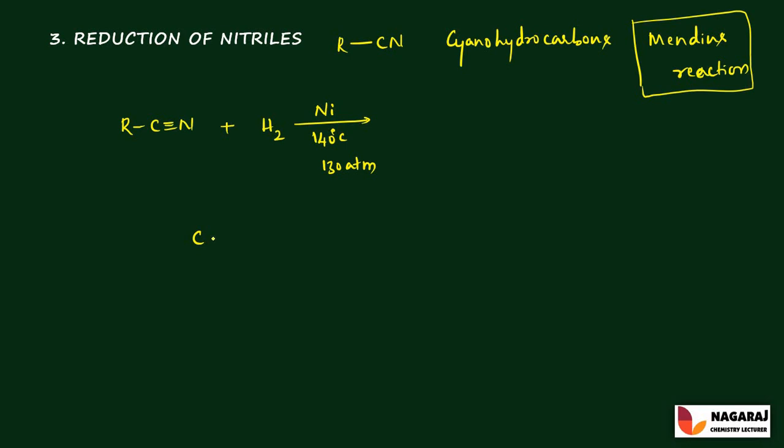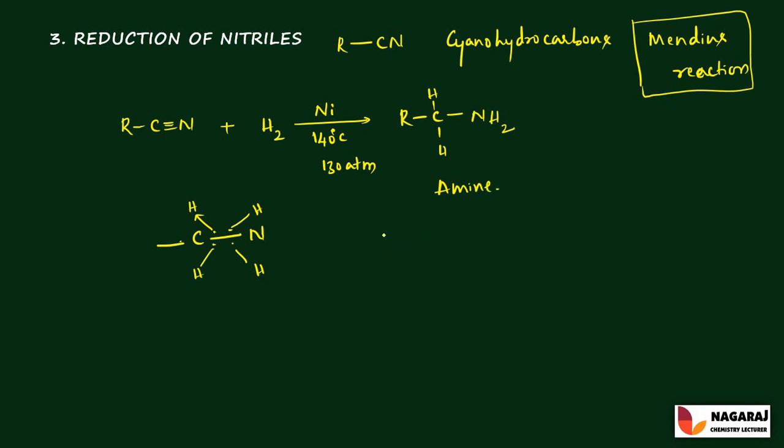So the carbon and nitrogen, and the bond electrons combine with one hydrogen each. Finally it gives the product RCH2, a single bond, and two hydrogens attached to the nitrogen. So it is called an amine.